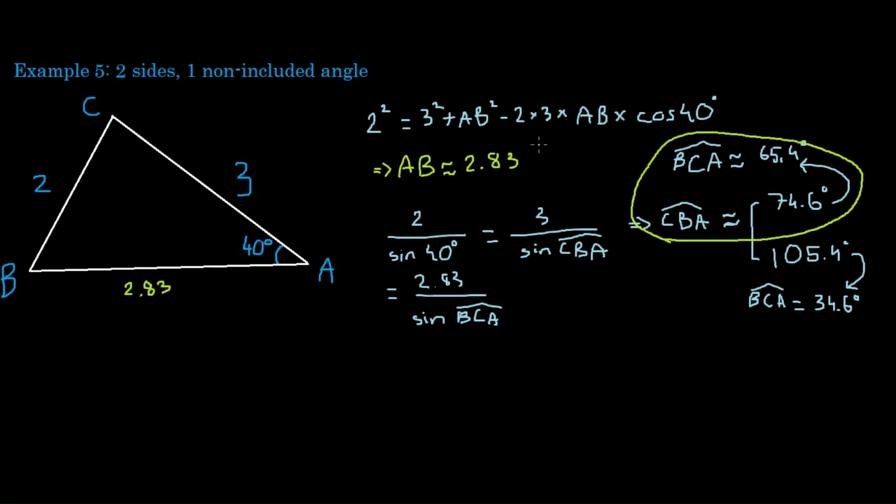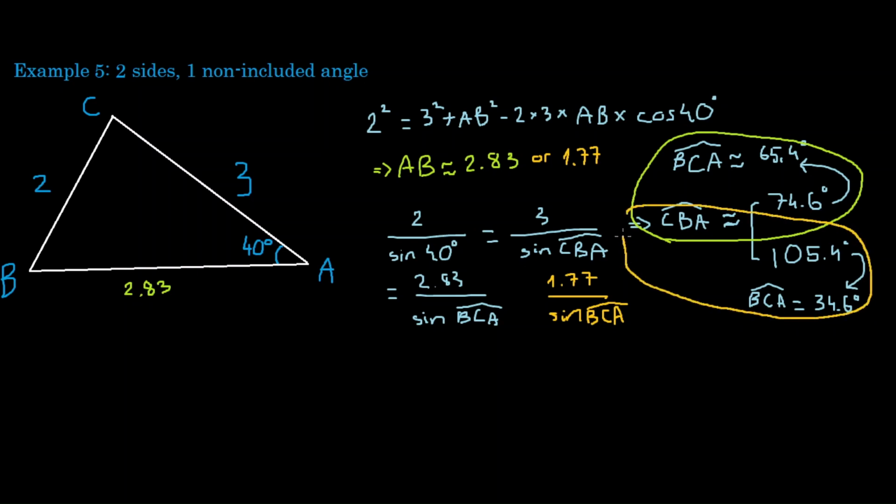Unfortunately, now I have to point out a mistake that I made. This quadratic equation has two real roots that are both greater than 0. So there are actually two possible values for AB: 2.83 or 1.77. I only wrote one down because I chose the equation solver mode on my calculator where only one solution is displayed. Now if we apply the sine rule for the case where AB is 1.77 instead, we would find that the other case where CBA is 105.4 and BCA is 34.6 to be correct.